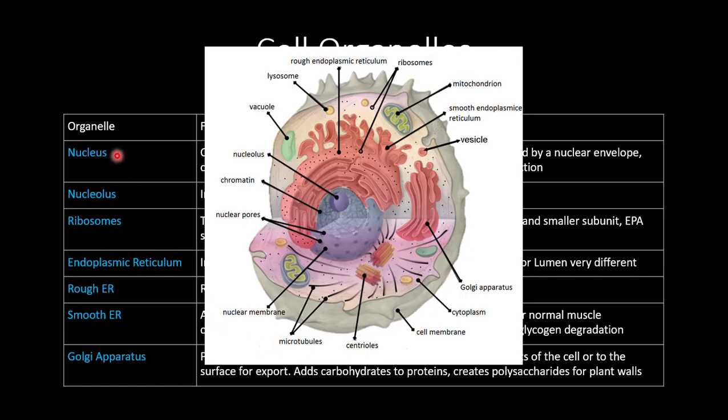If you want to see here, the nucleus of course is centered right here. The nucleolus is within the nucleus. The ribosomes, as you can see, are the black dots, and the rough ER is loaded with ribosomes attached to it. Smooth ER is shown right here. Then we have the Golgi apparatus, which is right here, and this will transport materials throughout the cell.